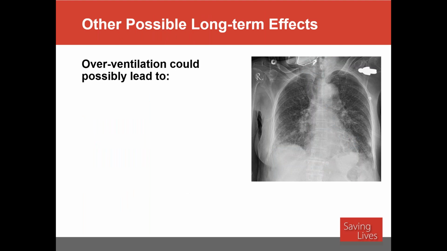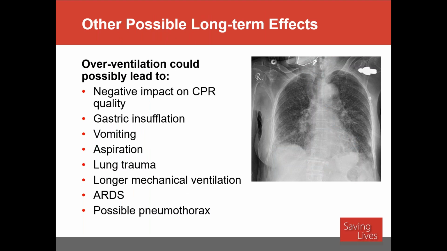So other possible long-term effects: overventilation. Again, too fast and too much volume can lead to air in the stomach. It can lead to vomiting, aspiration, lung trauma. We can actually induce an inflammatory response from overventilation. Patients can end up on mechanical ventilation longer. They end up with ARDS.